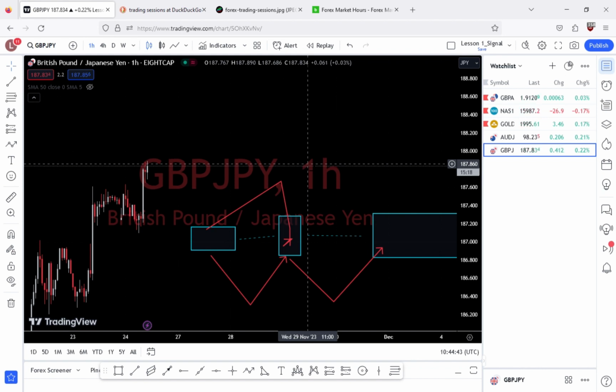But you can also trade mini lots, which are 10,000 units of a currency, or micro lots, which refer to 1,000 units of a currency. That's 0.01. 10,000 units refers to 0.10. So the lot size you choose will depend on your account size and your risk tolerance.